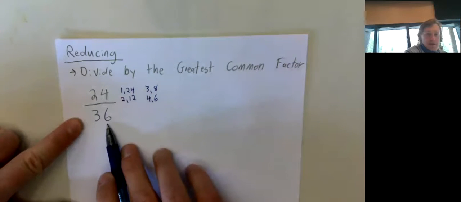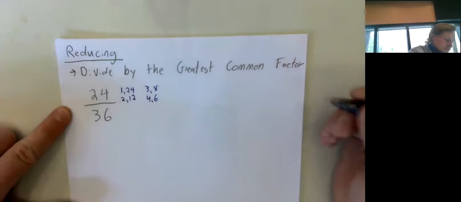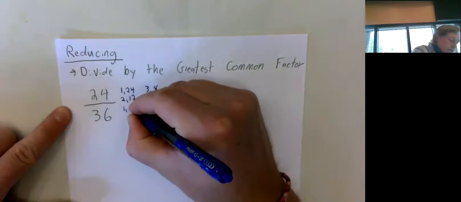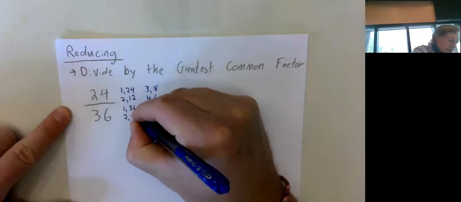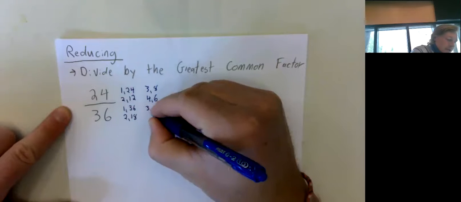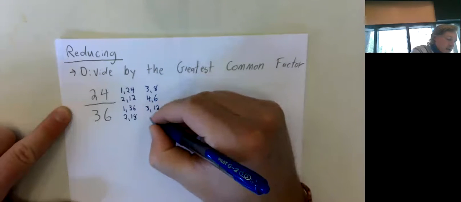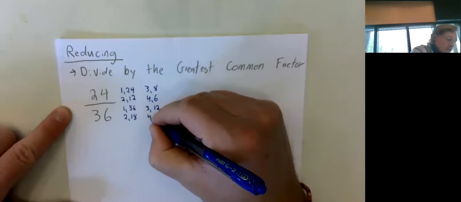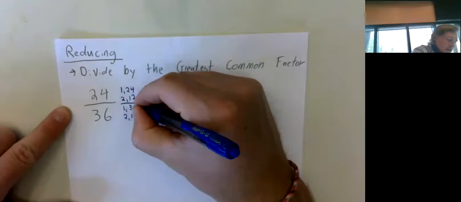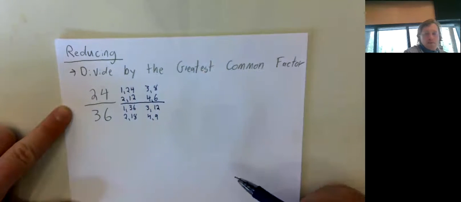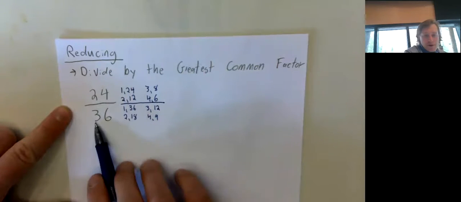I'm going to do the same thing for my denominator, 36. Let's see. I get 1 and 36, 2 and 18, 3 and 12, and 4 and 9. So all these numbers are divisible by 36.